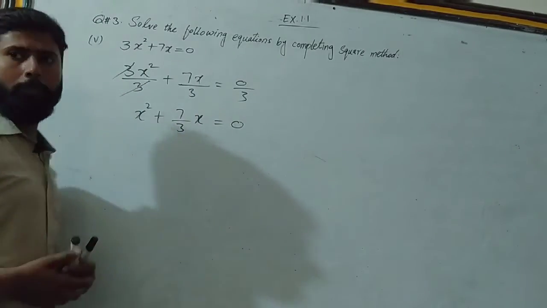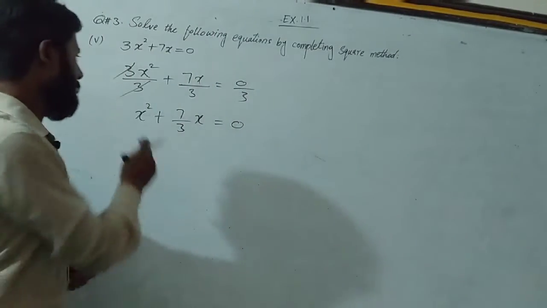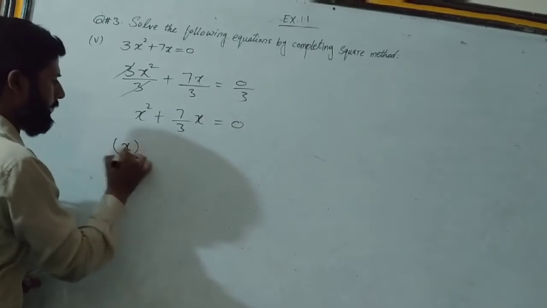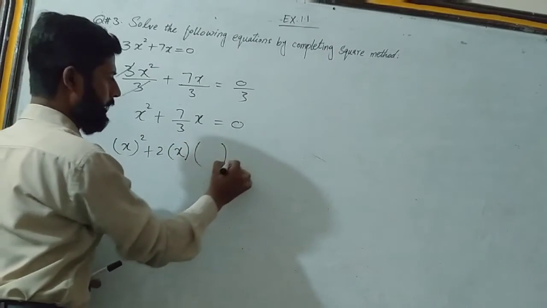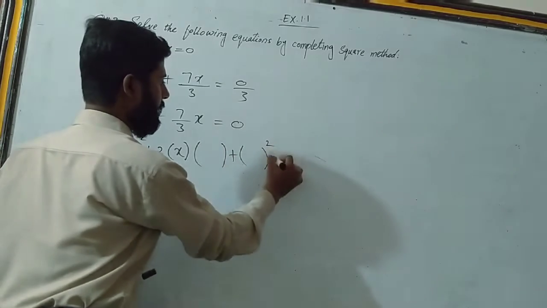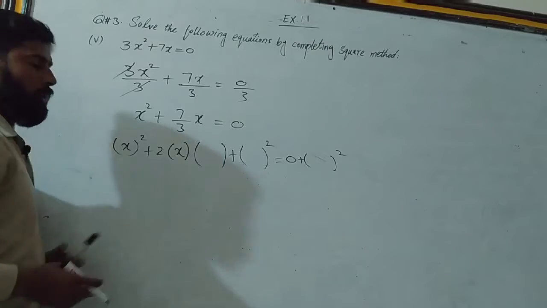Now we have to complete the square formula. For completing the square formula, we have to write here x whole square plus 2 into first value into second value plus second value square. Here also 0 plus second value square. How to find the second value?